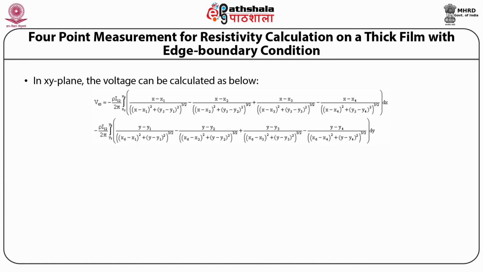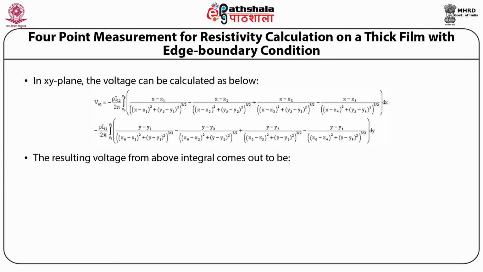minus rho I12 divided by 2 pi into the integral from y5 to y6 of (y minus y1 divided by (x6 minus x1 squared plus y minus y1 squared) whole raised to power 3 by 2, minus y minus y2 divided by (x6 minus x2 squared plus y minus y2 squared) whole raised to power 3 by 2, plus y minus y3 divided by (x6 minus x3 squared plus y minus y3 squared) whole raised to power 3 by 2, minus y minus y4 divided by (x6 minus x4 squared plus y minus y4 squared) whole raised to power 3 by 2) dy.